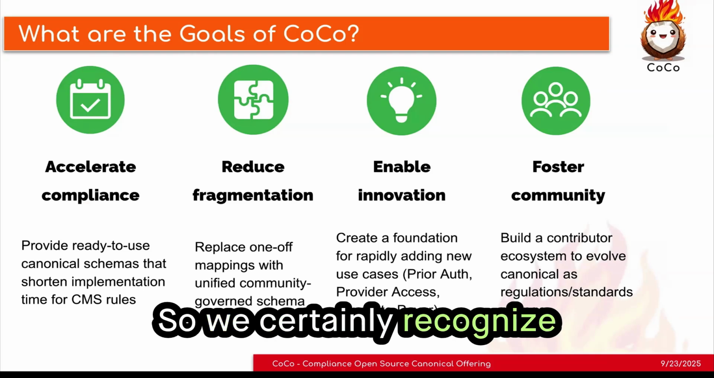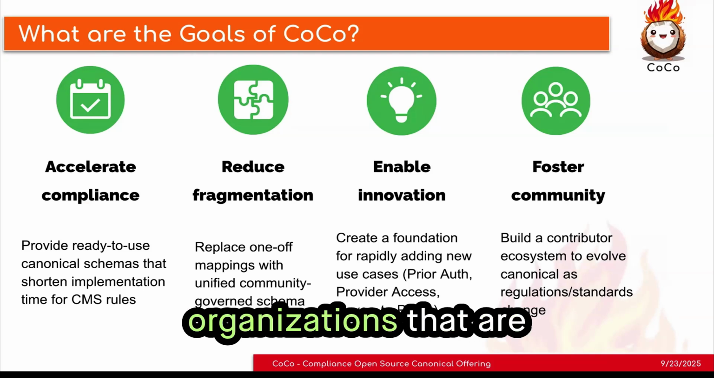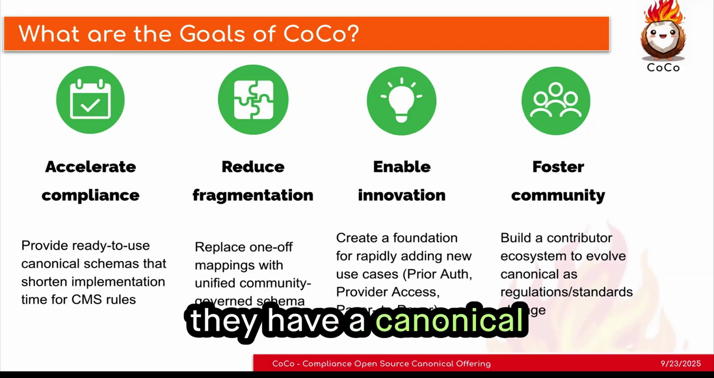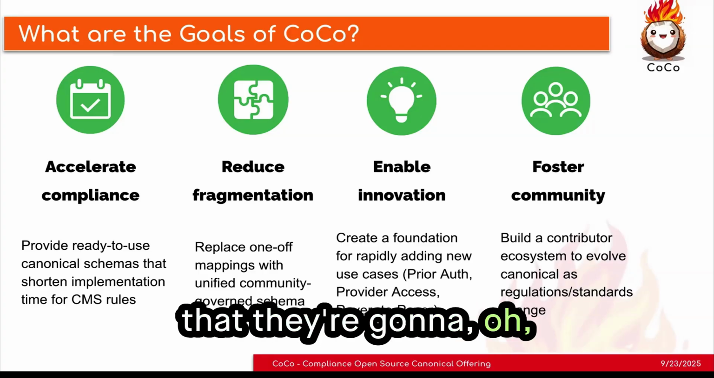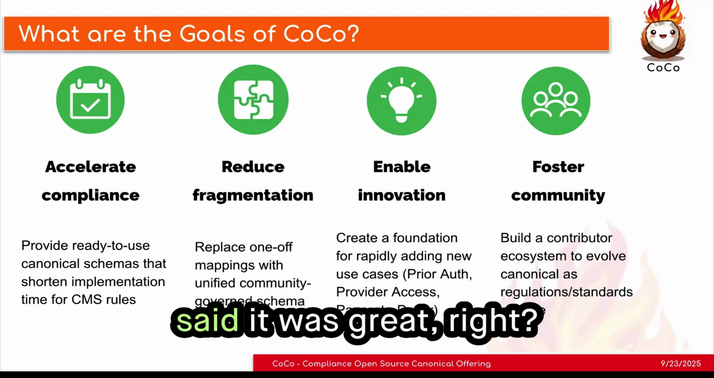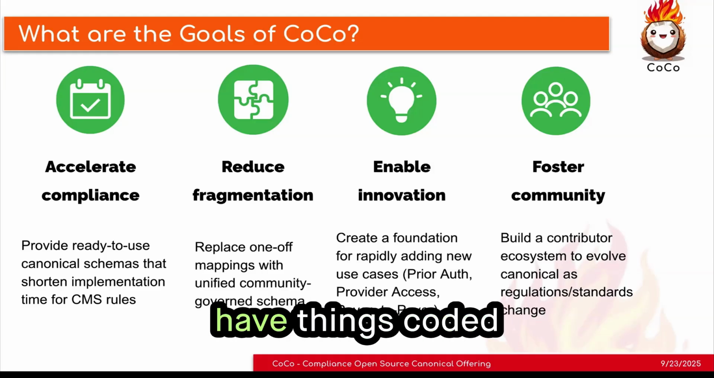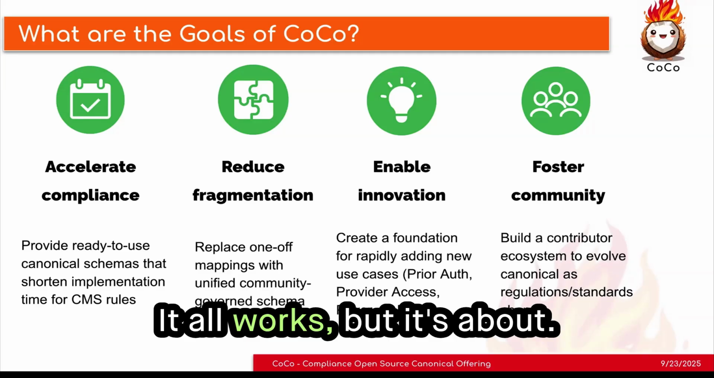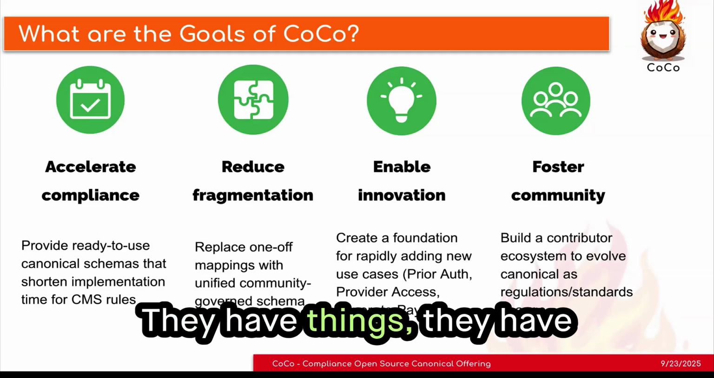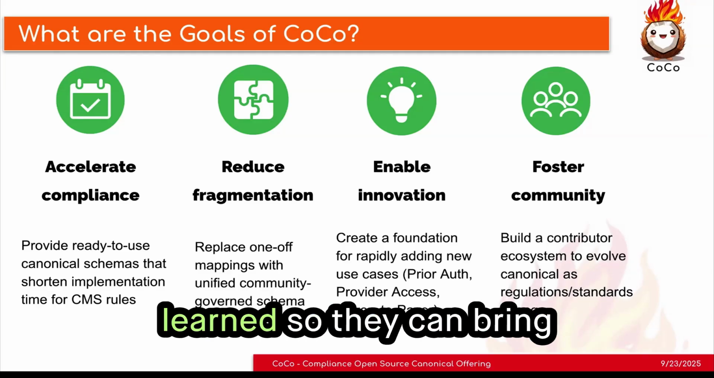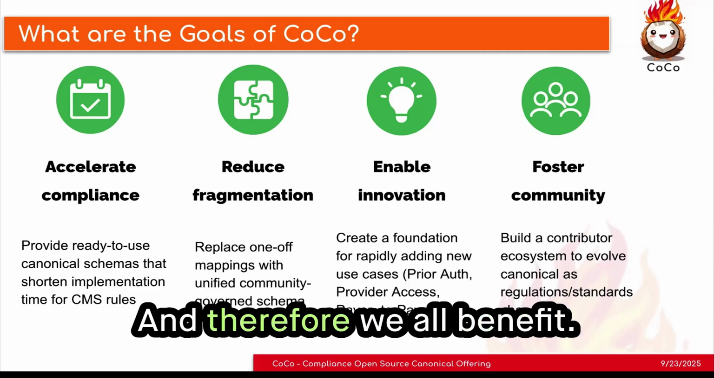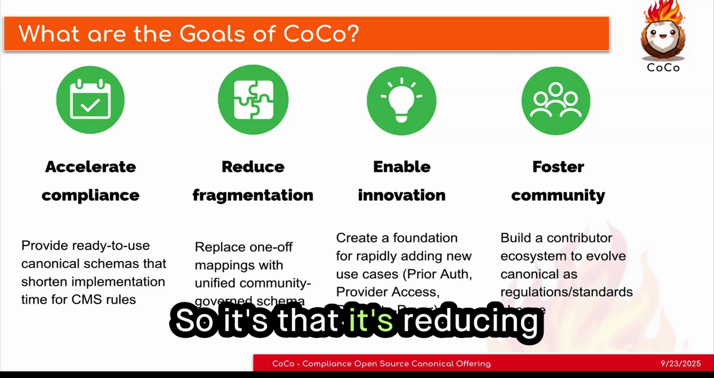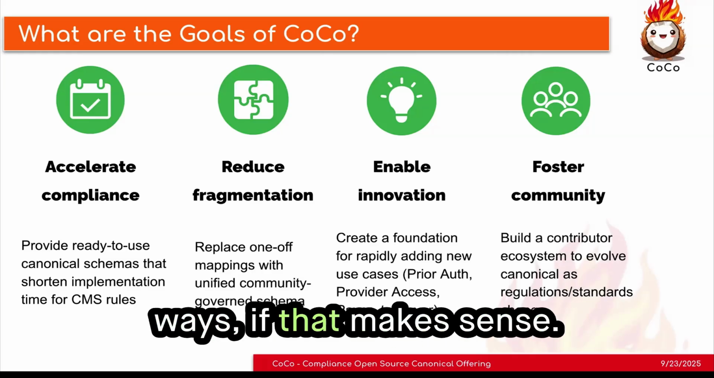We certainly recognize that there's a lot of organizations that are well established and they have a canonical schema already, right? And there's no expectation that they're going to adopt ours just because we open sourced it and said it was great, because they already have things coded to that, mapped to that, and it all works. But they have lessons they've learned, and we have lessons we've learned. So they can bring their lessons learned into the open source model, and therefore we all benefit. So it's reducing fragmentation going both ways, if that makes sense.